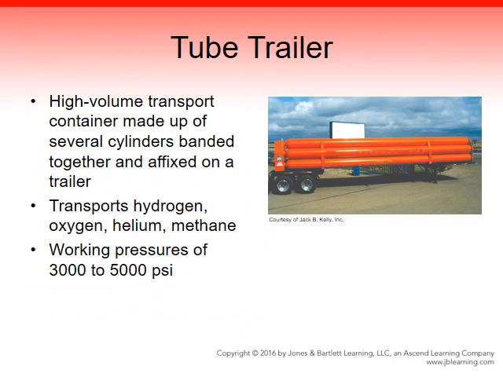Tube trailer. This is for high volume transport containers made of several cylinders banded together and affixed on a trailer. It transports such things as hydrogen, oxygen, helium, and methane. It has a working pressure between 3,000 and 5,000 psi.